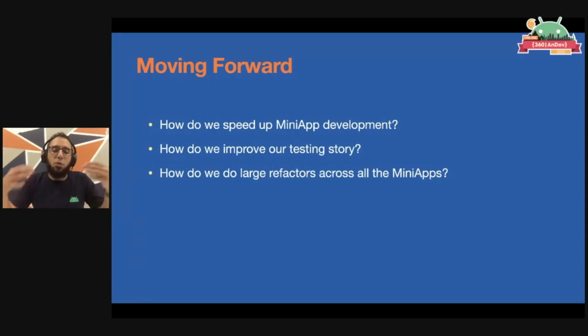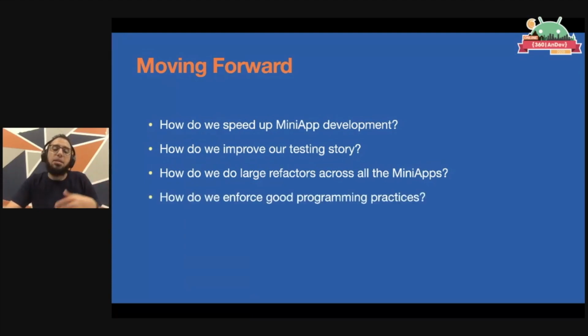And as time goes on and we have more and more people and more teams and more mini apps, how do we do large refactors when it no longer becomes possible to clone repositories one, two, three and make changes here, here, and here? How do we think about doing these large refactors in an easier way? And similarly, how do we enforce good programming practices? Should we set up a set of lint rules, or what are the kinds of things we should do, and so on and so forth? So you can imagine some of the things that we're thinking about moving forward.